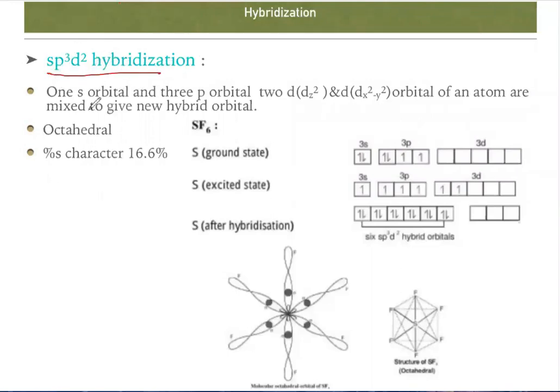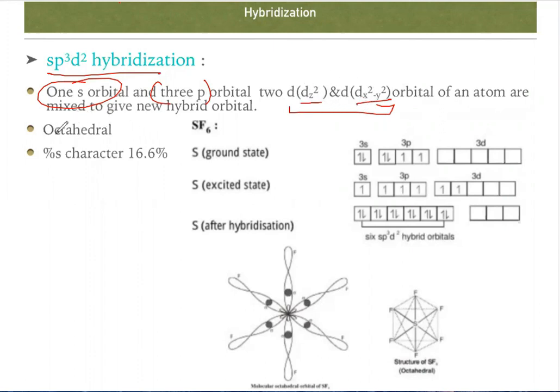So the next hybridization is sp3d2 hybridization. Let us see what the participation is in sp3d2. 1 s orbital took part, and 3p and 2d. From d, one is dz square, another is dx square minus y square. Remember, many exams have already asked the question, what is the participation of these two.